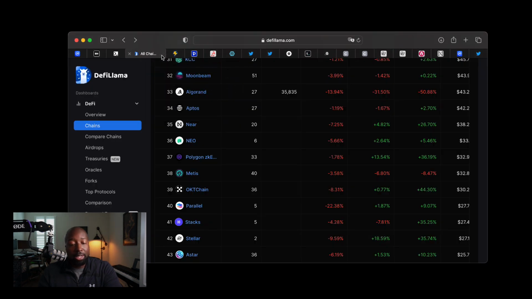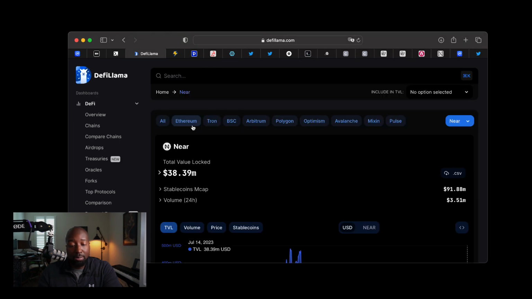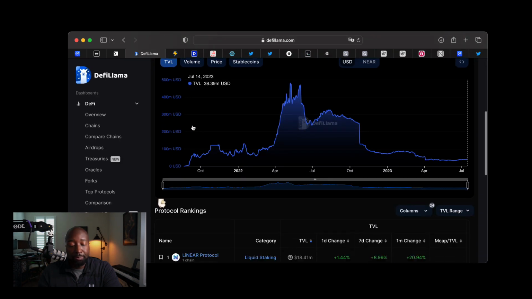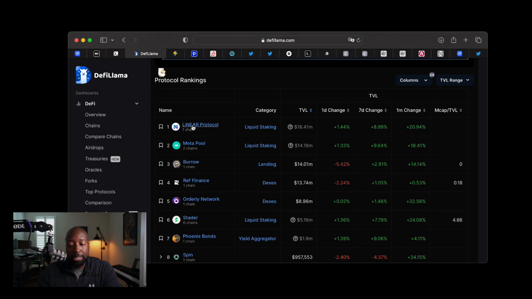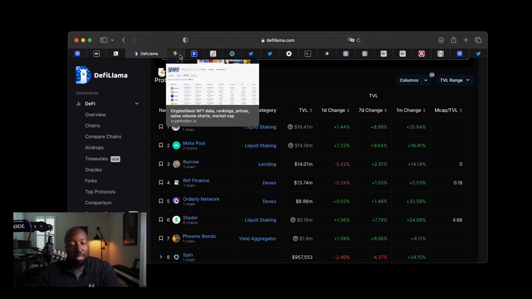Now let's take a look at the TVL. What's DeFi looking like for Nier? Currently ranked 35, so there's an opportunity there, big opportunity. Total TVL is about 38 million. And if we look at the DeFi projects that are driving that number, let's take a look here. You have basically Linear Protocol, Metapool, Burrow, and their two DEXs, Ref Finance, Orderly Network, that's driving that TVL number. So TVL is definitely an opportunity for them. Let's see if they continue to grow that and push that.